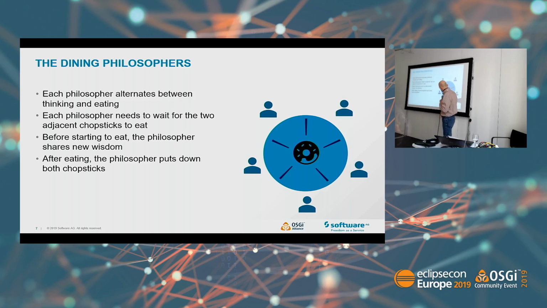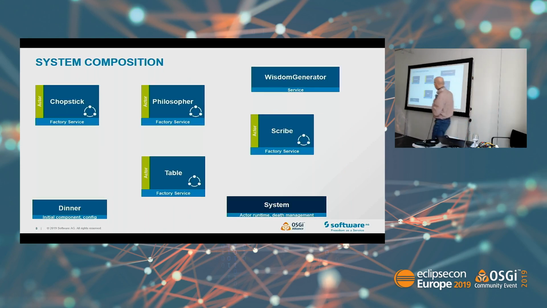So think for an individual actor, waiting for the chopsticks so that they can start to eat something, and put down the chopsticks again, and then go into the thinking mode. And whenever they finish with thinking, they can produce a snippet of wisdom for the world to consume. How do we implement this in our example?